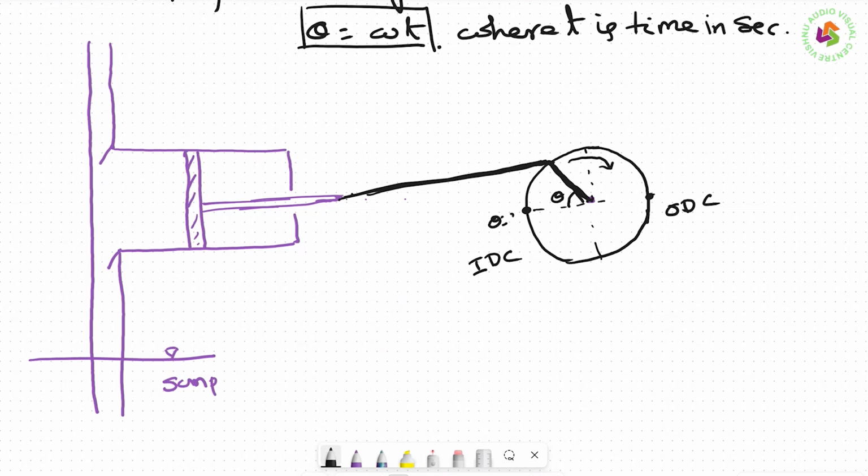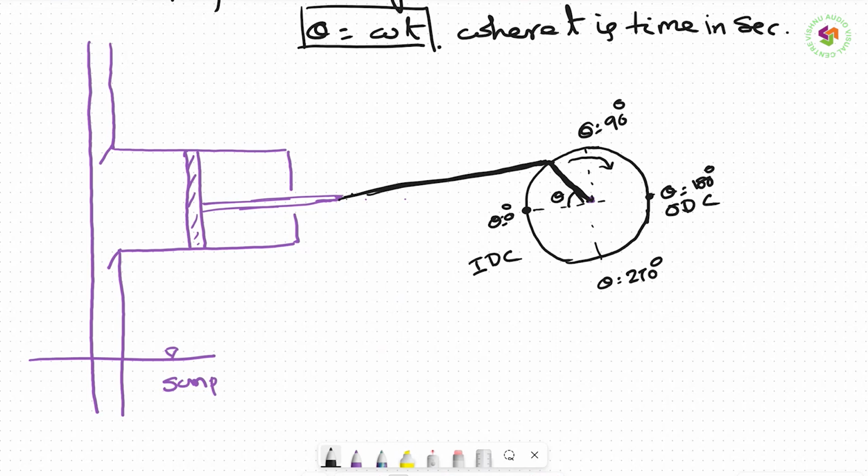Here theta is equal to 0 degrees. Here theta is equal to 180 degrees. This is how it goes. Theta is equal to 90 degrees. Again, theta is equal to 270 degrees here. This is the way it goes.